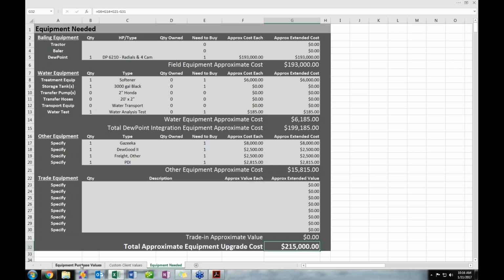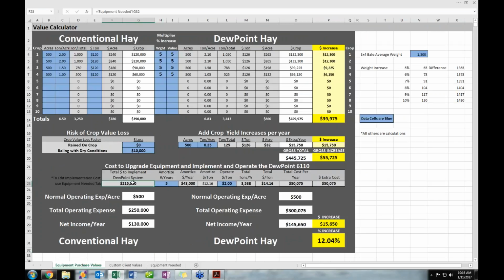So I carry this number into this value spreadsheet right here, $215,000. I spread the cost of that machine over basically 5 years. Let's just say it's a 5-year straight line amortization. So 215 divided by 5. The machine costs me approximately $43,000 a year to purchase. That is not including interest, but that also assumes zero salvage value at the end of 5 years.